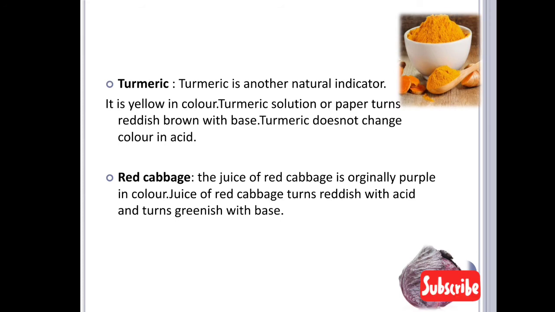In the case of turmeric, as we know, turmeric is a natural indicator and it is yellow in color. We can use turmeric solution or turmeric paper. If we use turmeric paper, it turns reddish brown with bases and there is no color change with acids. But in the case of red cabbage, the juice is originally purple in color, and it turns reddish with acid and greenish with base.